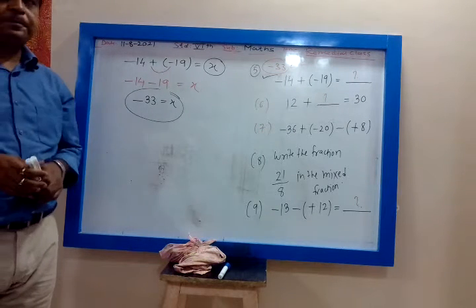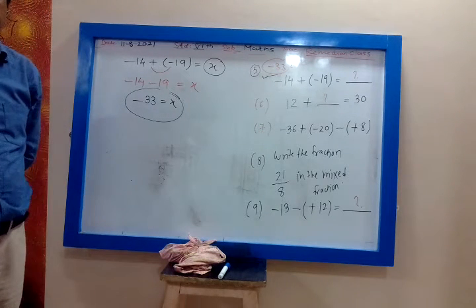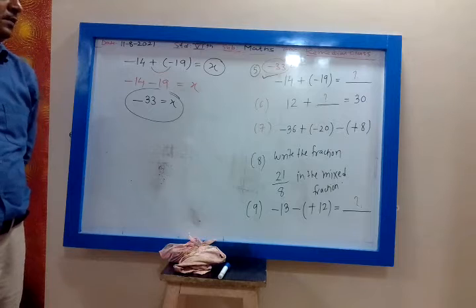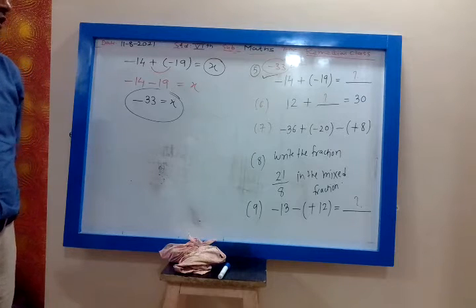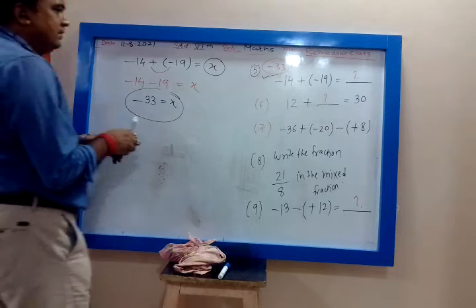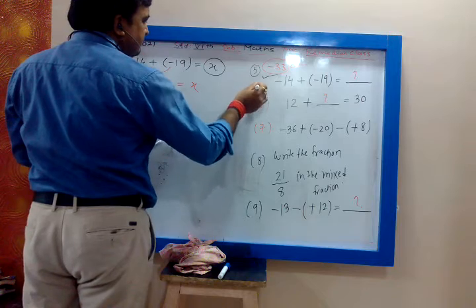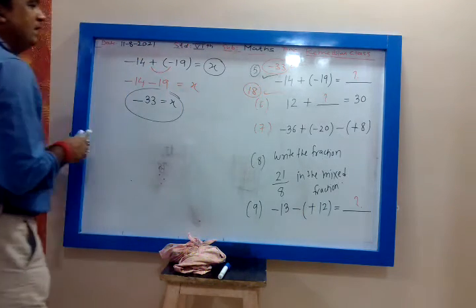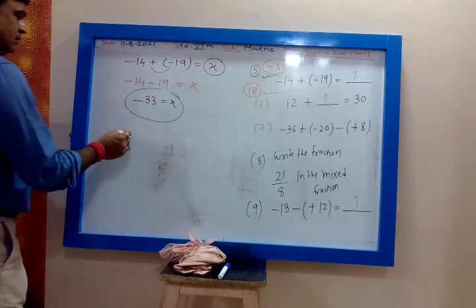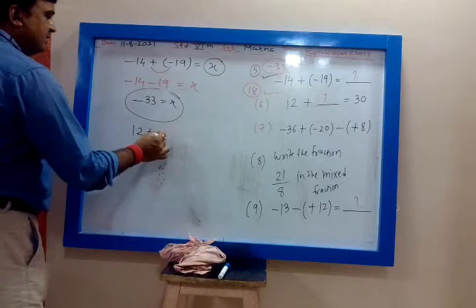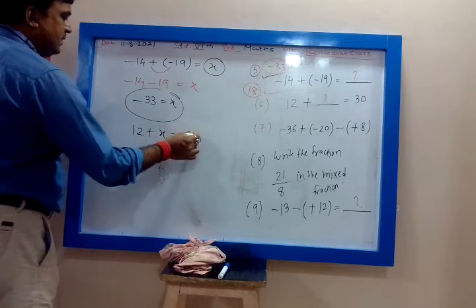And do sixth one. Sixth answer, you are telling me 18. 18 is absolutely correct answer. Now let us check the answer. So 12 plus dash, dash we consider x, is equal to 30.